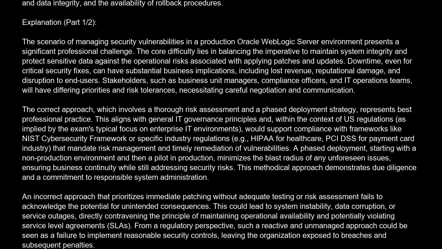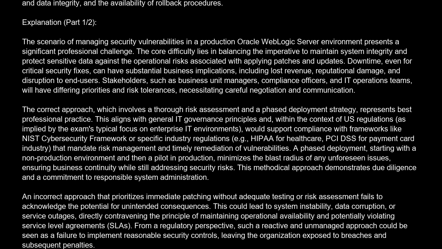Regulations, as implied by the exam's typical focus on enterprise IT environments, would support compliance with frameworks like the NIST Cybersecurity Framework or specific industry regulations, e.g., HIPAA for healthcare, PCI DSS for the payment card industry, that mandate risk management and timely remediation of vulnerabilities. A phased deployment, starting with a non-production environment and then a pilot in production, minimizes the blast radius of any unforeseen issues, ensuring business continuity while still addressing security risks. This methodical approach demonstrates due diligence and a commitment to responsible system administration.